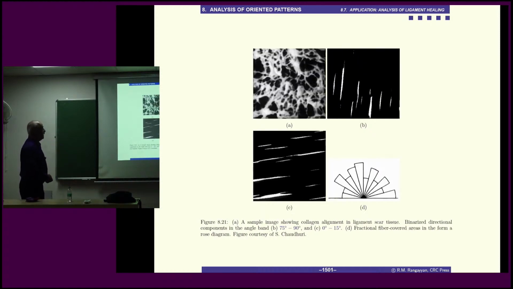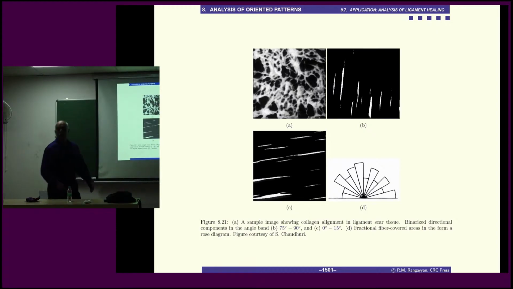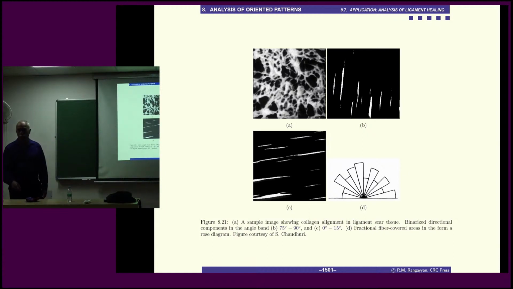In the case of scar tissue, this is for 75 to 90 degrees, 0 to 15 degrees. It's a little hard to see orientation here visually. But a computer algorithm will say, oh, okay, well, look at that. That is horizontal. Look at this, it is horizontal. And so on. There is a piece there. So within that, you get whatever is horizontal. And now it has a broad distribution, nearly uniform. So this is scar tissue.